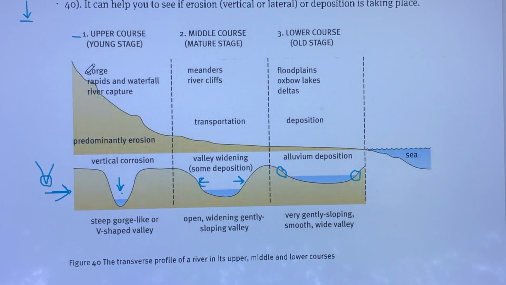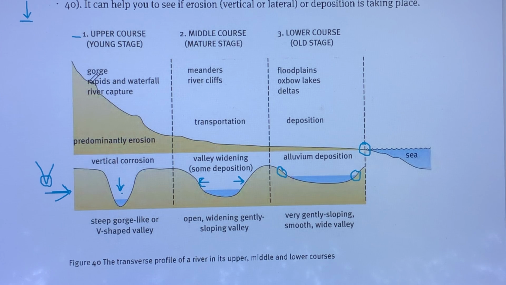All right. This here is the longitudinal profile of the river. So look, moving from the upper course, middle course, lower course, until the sea. At this point, we can say this is the mouth here, okay? The mouth is found in the lower course, guys, each and every time. All right, let's start in the upper course. In the upper course, there are gorges, rapids, and waterfalls, and river capture occurs there because there's more erosion.